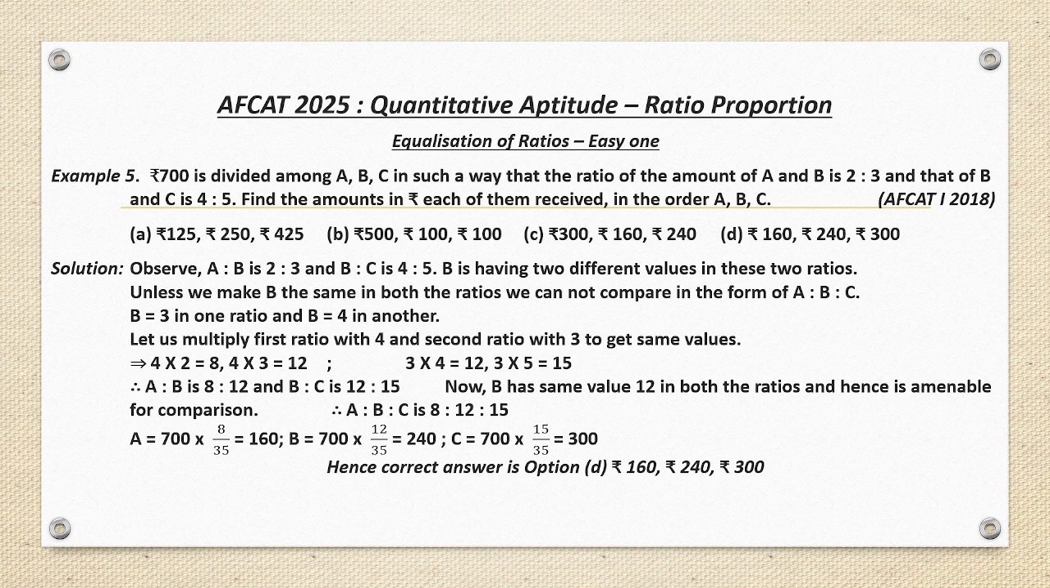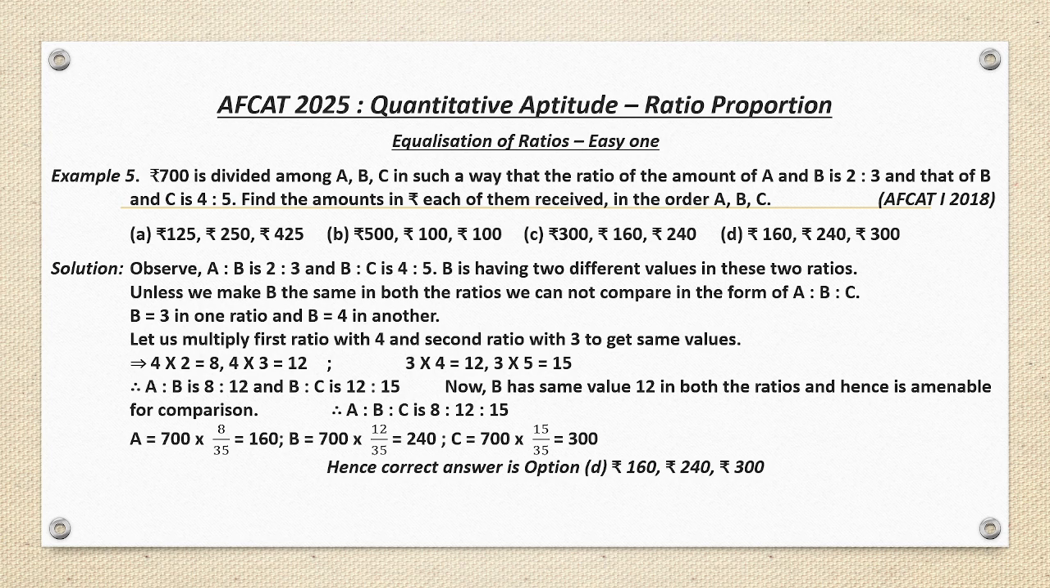So 8 is to 12 and 12 is to 15. Now the comparison is easy. So A to B to C will now be 8 to 12 to 15. Right? Now you know how to solve it. A plus B plus C, 8 plus 12 plus 15 is 35. And A's amount is 8 by 35 into 700, which is 160. B's amount is 12 by 35 into 700, 240. C's amount is 15 by 35 into 700, which is 300. Right? So the correct option is 160 rupees, 240 rupees, and 300 rupees.